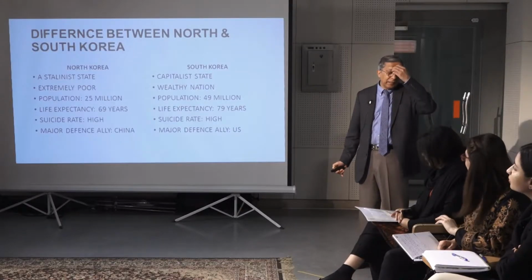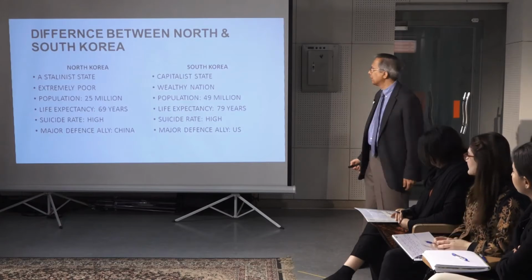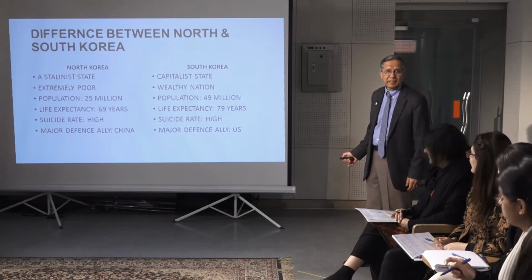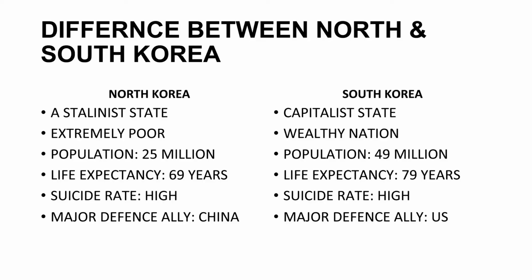Life expectancy is 69 years. It's still high by our standards. I think life expectancy in Pakistan is 65 years or 62, something, early 60s. So despite being very poor, their life expectancy is 69 years. And the life expectancy in South Korea is 79 years. One thing common in both countries is a high suicide rate. So suicide is considered very honorable in these societies, in Japan and in Korea.